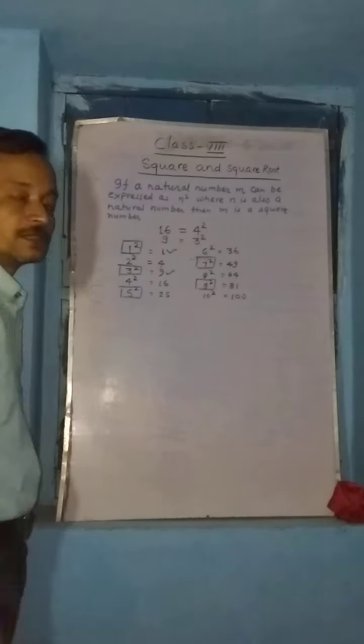Now, we see another property. These are the squares of the first 10 natural numbers. And we see the squares are 1, 4, 9, 16, 25, 36, 49, 64, 81, 100. So, if we check the last digit of the square, we see that these are 1, 4, 6, 9, and 0.